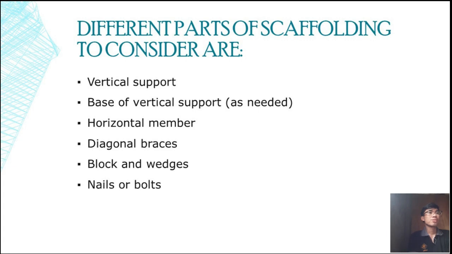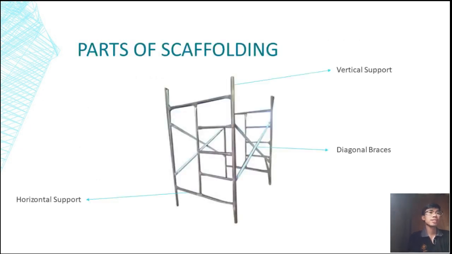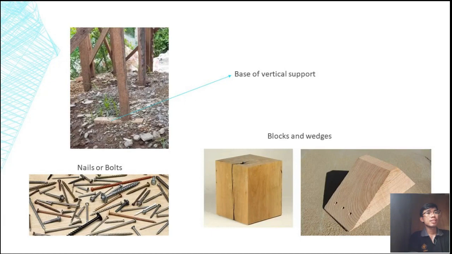Different parts of scaffolding to consider are vertical support, base of vertical support as needed, horizontal member, diagonal braces, blocks and wedges, nails or bolts. Parts of scaffolding. So this is the vertical support, and this is the diagonal braces and horizontal support. This is also the base of vertical support, blocks and wedges, and nails or bolts.